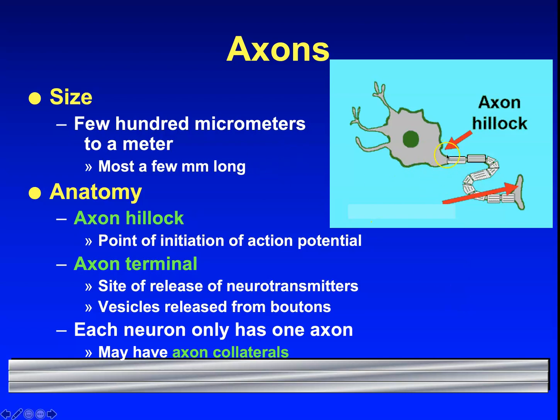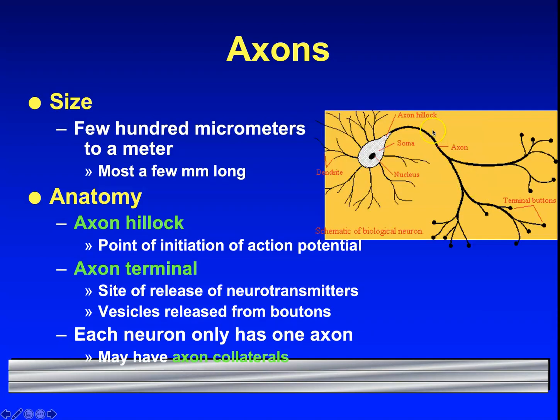Now, where the axon meets the cell body, that's called the axon hillock. That's where you start an action potential. And there's going to be a lot of sodium channels there, which we'll get to. The end of the axon is called the axon terminal. And there we have a whole bunch of vesicles of neurotransmitter that are going to be released. And each neuron only has one axon, although some have what we call axon collaterals. So it's only one axon, but some of them actually do have a little branch, and it's considered still one axon.